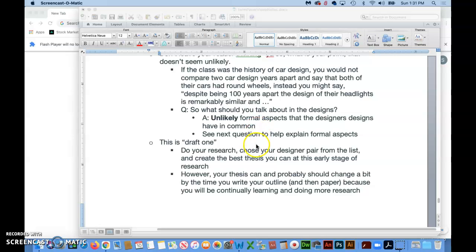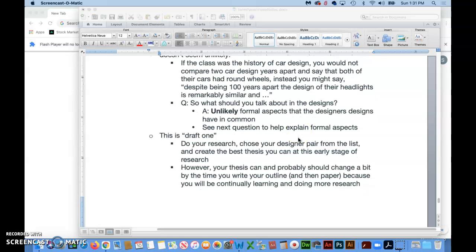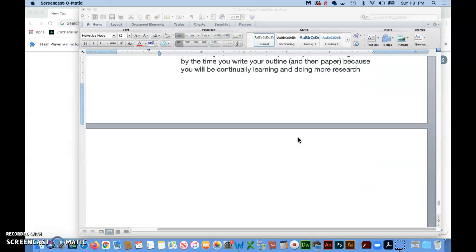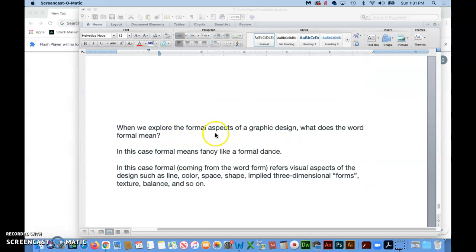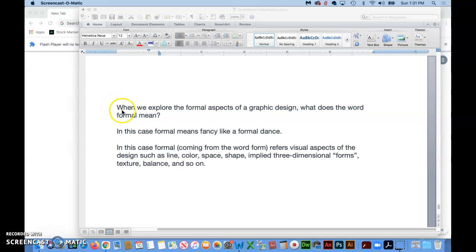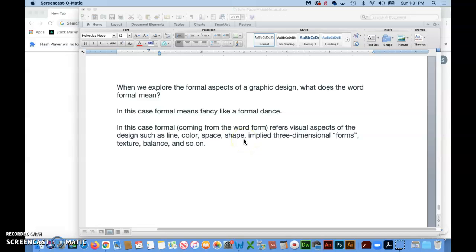Now, see the next question to help explain what formal aspects are. So I'm going to jump ahead to the next question. When we explore the formal aspects of graphic design, what does the word formal mean? And this is a test question. And here are your two answers to choose from. In this case, formal means fancy, like a formal dance. No. In this case, formal, coming from the word form, refers to the visual aspects of the design.